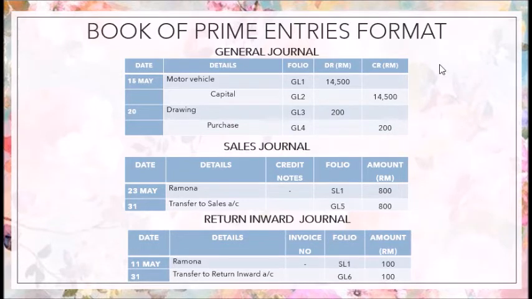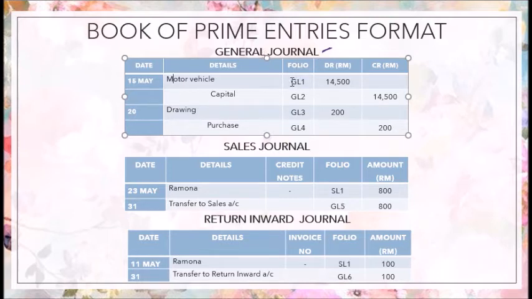In this slide, I'll be showing you the format for the books of prime entry. The first journal is the general journal. Among all the 7 journals, the general journal is the simplest one. It's just the same as what you did in chapter 4. The format is the same as chapter 4. See, for the May 15 transaction, you debit the motor vehicle and you credit the capital. So the format for the general journal is not much of an issue.